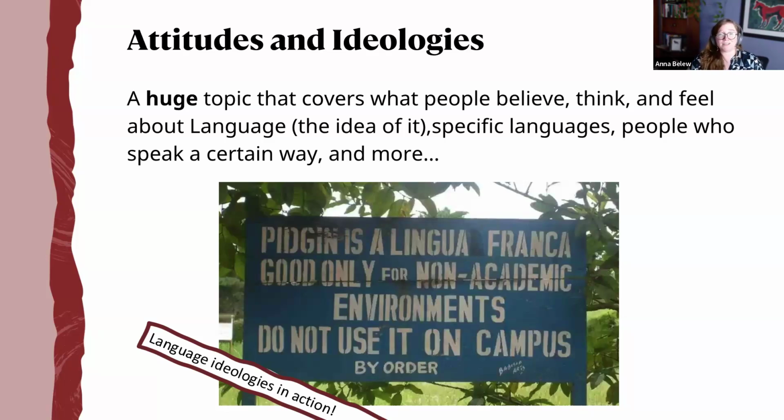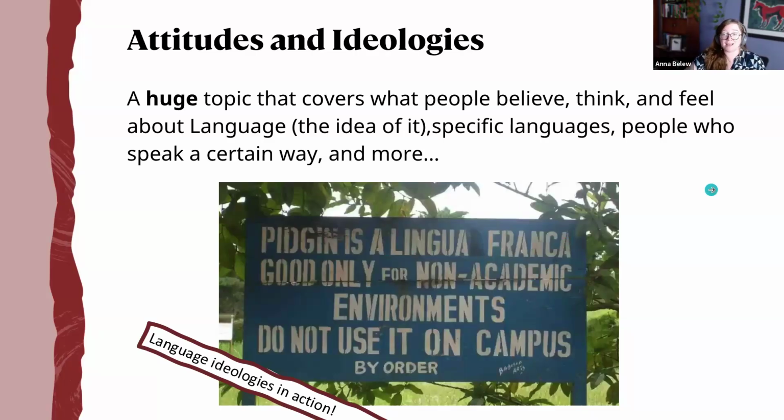This is a really big topic that covers everything that people think and believe and feel about language in general, as well as specific languages or ways of using language, and also about people who speak a certain way, right? So when people would tell my dad, you sound like a hillbilly, that was part of their language ideology about people who use that kind of English.